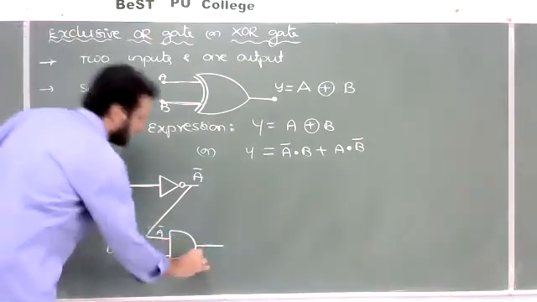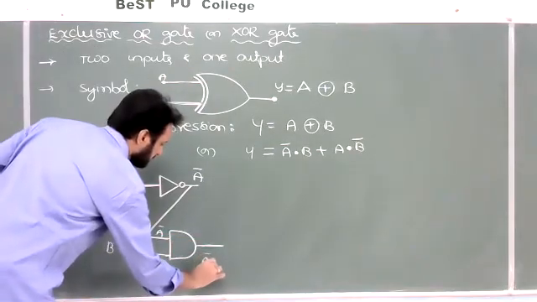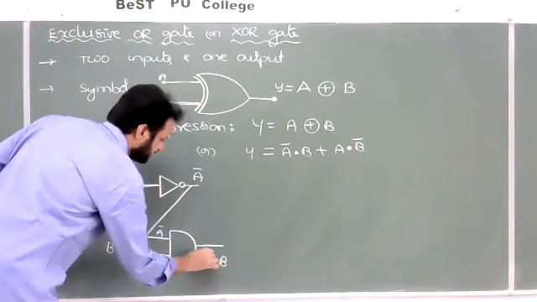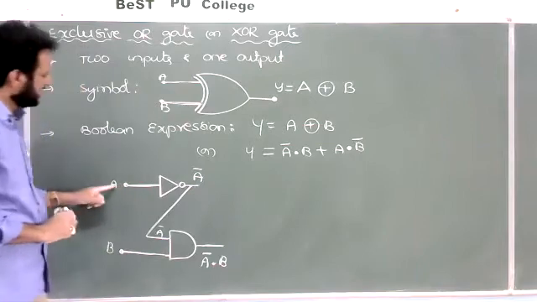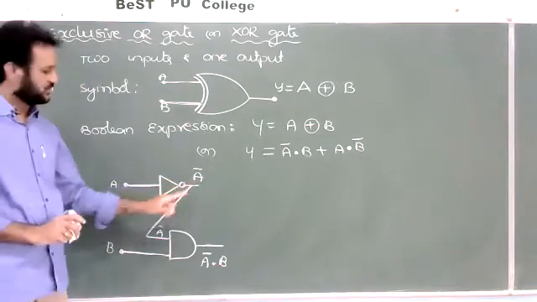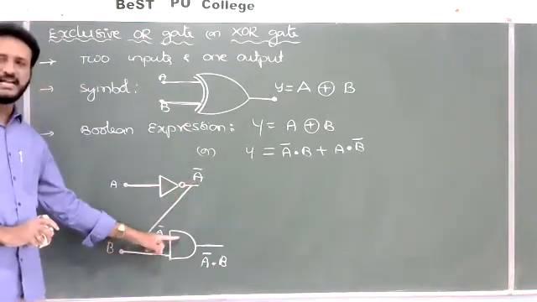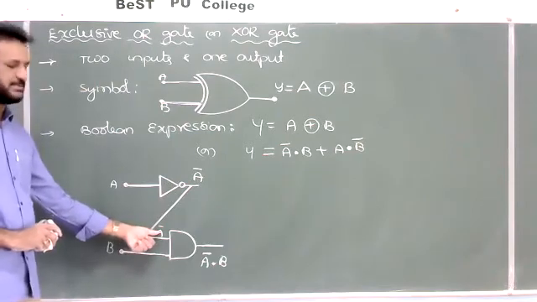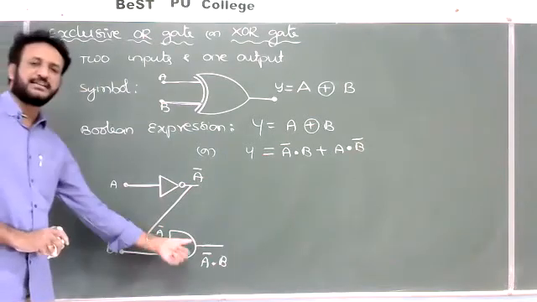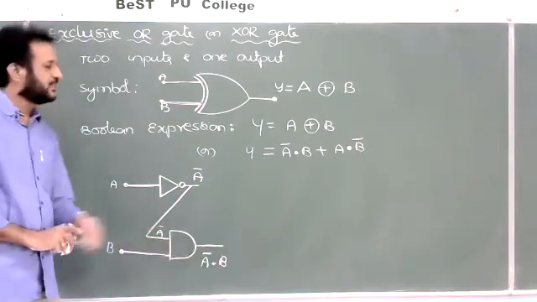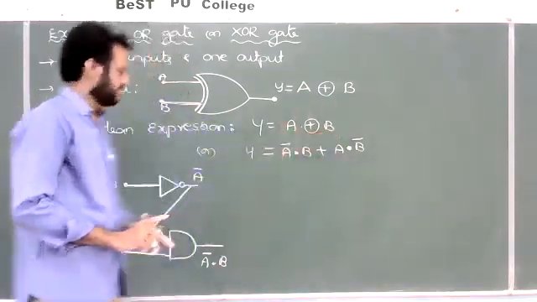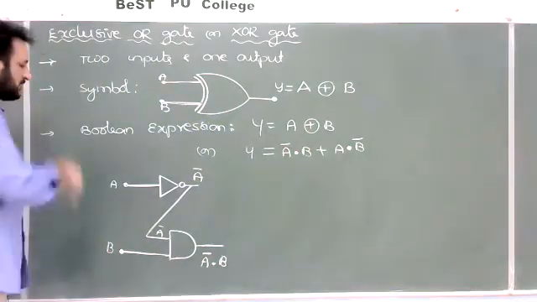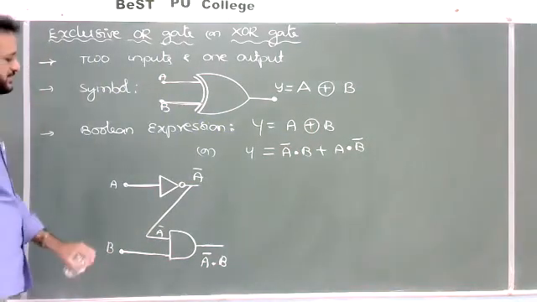So finally, what did we get here? A complement into B. Observe carefully. Here A is converted to A complement, and we are again giving it to the AND gate as input. So here A complement, this will be B. It is equal to, finally, A complement into B. Next, what more is required? A into B complement is required. So we have to convert B into B complement.